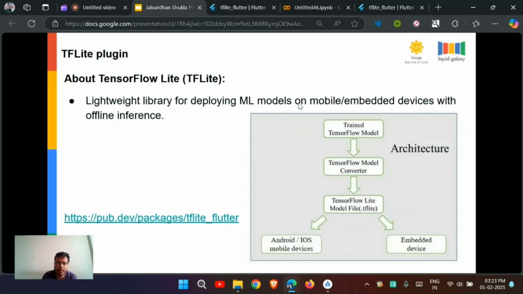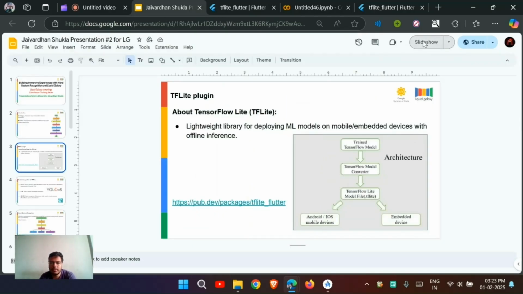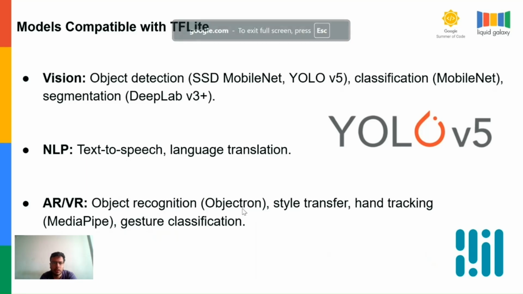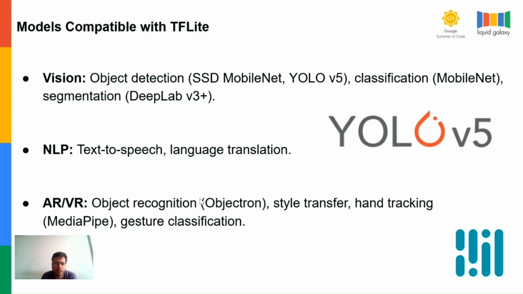Back in our presentation, we have already discussed the model architecture, so let's move further ahead. The next thing to talk about is the models which are compatible with TF Lite. There are vision models, NLP models, and AR/VR models. There can be other models as well, but these are some of the most important ones, and they are related to the Liquid Galaxy project in one way or the other. So we're going to talk about them.